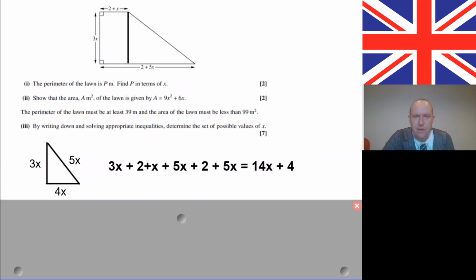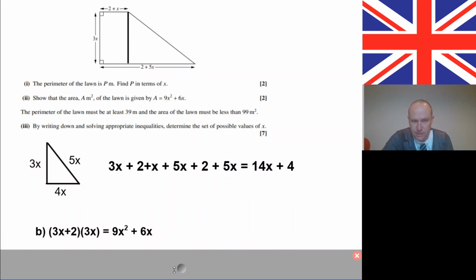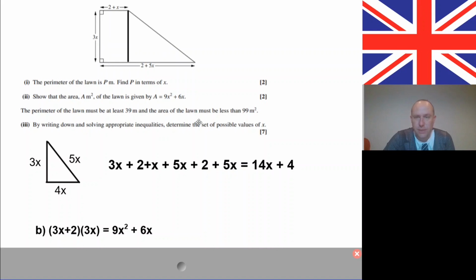Show that the area of the lawn is given by this. Now, they haven't given you the formula, so it's one you've got to know. It's a half times (base 1 plus base 2), in parentheses, times the height. So if I add these two together, I get 6x plus 4, and if I half that, I get 3x plus 2, times the height, which is 3x. And then if you distribute that out, you'll find you get what the answer says here. But once again, reliant on a formula, so once again, we need to know those formulas.